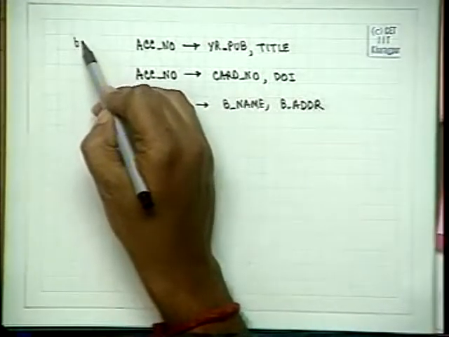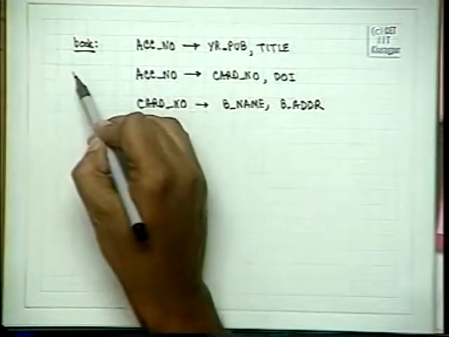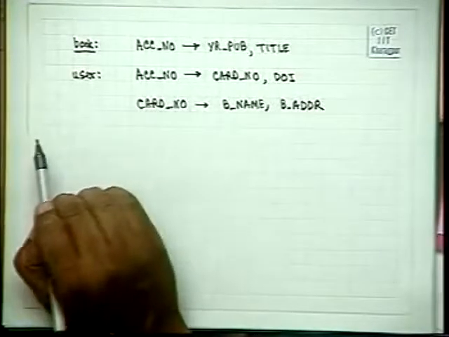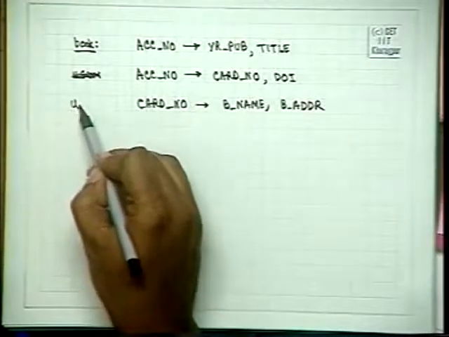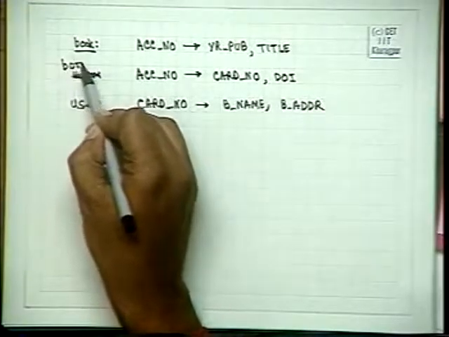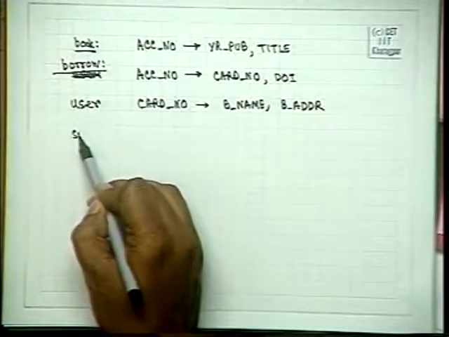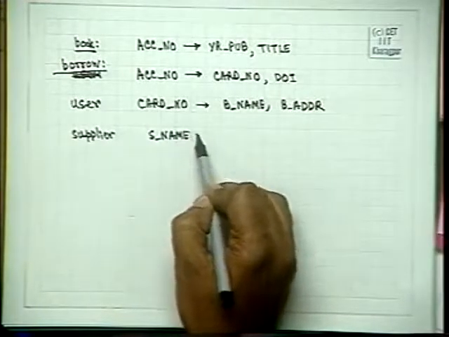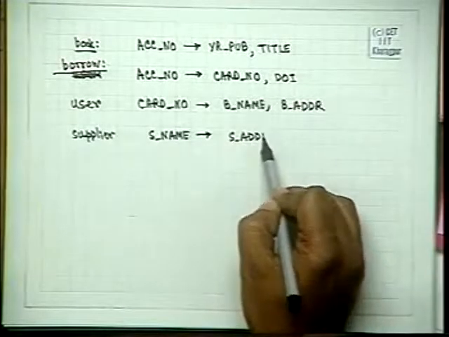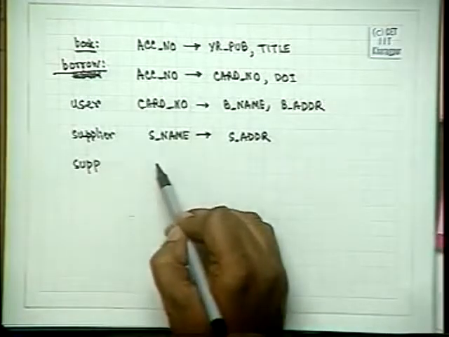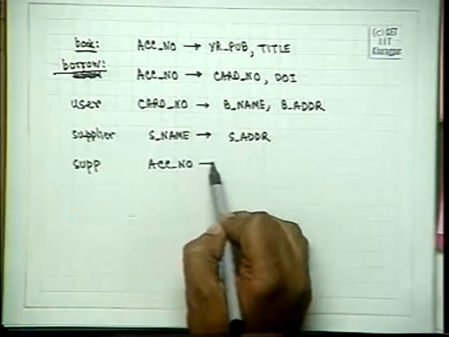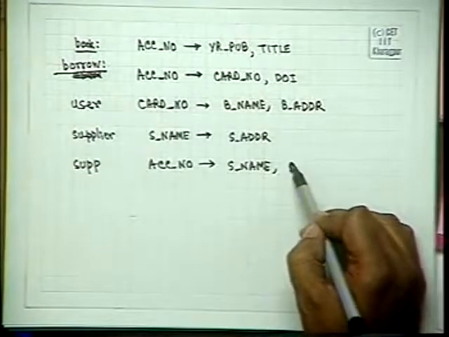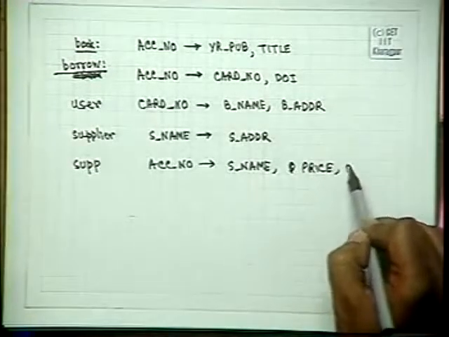This is from the book relation, this is from the user relation, this is from the borrow relation, this is from the supplier relation. We have S name to S address, and from the supply relation we have accession number gives S name and price and date of supply.